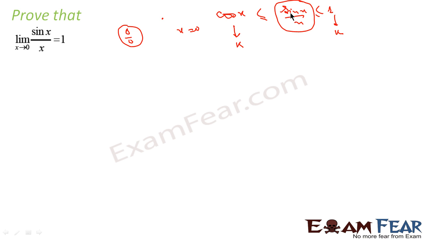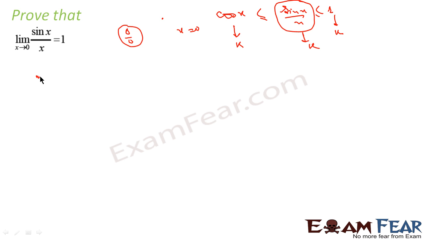Sandwich theorem, because we are told that cos x is always less than or equal to sin x by x, which is always less than or equal to 1. So we can prove that for x is equal to 0, this value is k and this value is k, same values, then we can prove that sin x by x is also k.